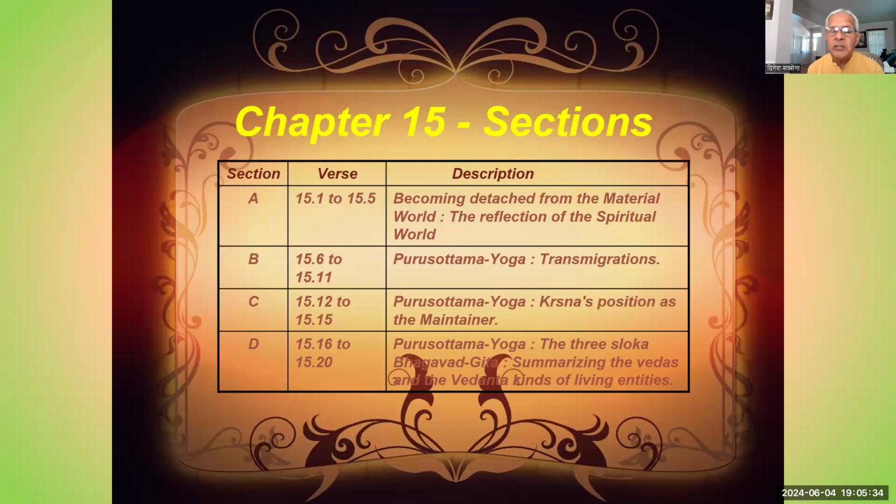So these analogies define how Krishna is holding everything in control so that they are regulated and moving in a disciplined manner. Then Krishna's position as Purushottama, because he's the maintainer of all, he's the creator of all, and what opulences he possesses, nobody else does. And the three slokas of Bhagavad Gita summarize the Vedic knowledge and its relation to the living entities.